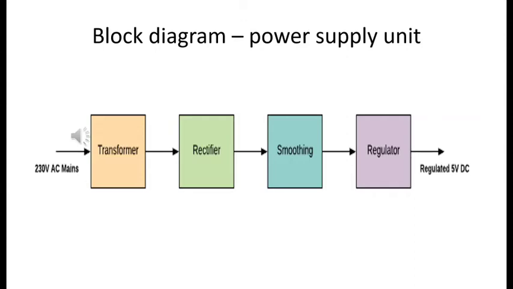And then we can use a regulator IC, which is available as an IC and produces a constant 5 volts DC. As we can observe from the block diagram, the input is 230 volts AC and the output is a regulated 5 volts DC.